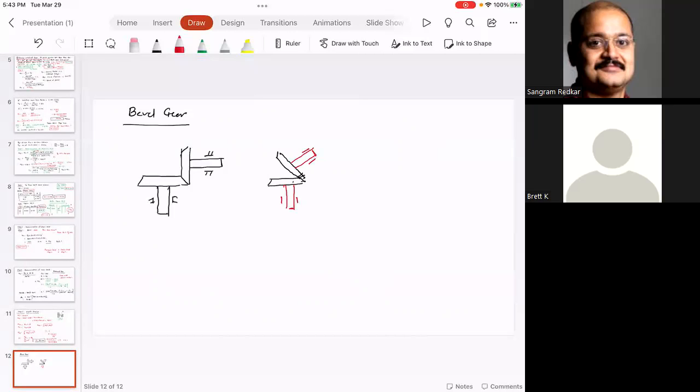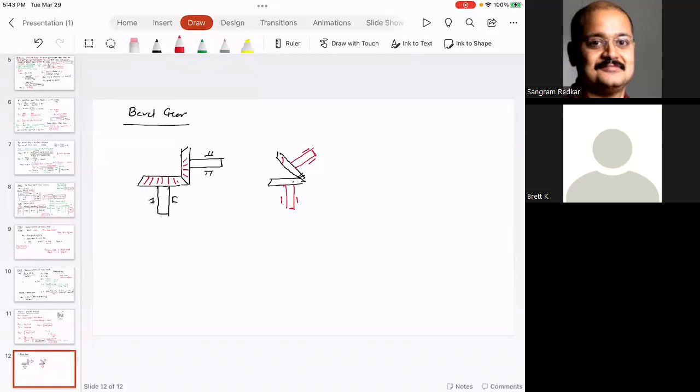So unlike spur gears and helical gears, the gear shafts could be intersecting and could be at an angle. If you want to transmit the power not parallel to the axis... in spur gear and helical gear, the shafts are parallel. In the case of bevel gear, the shafts can be at an angle, which could be 90 degrees or it could be different.